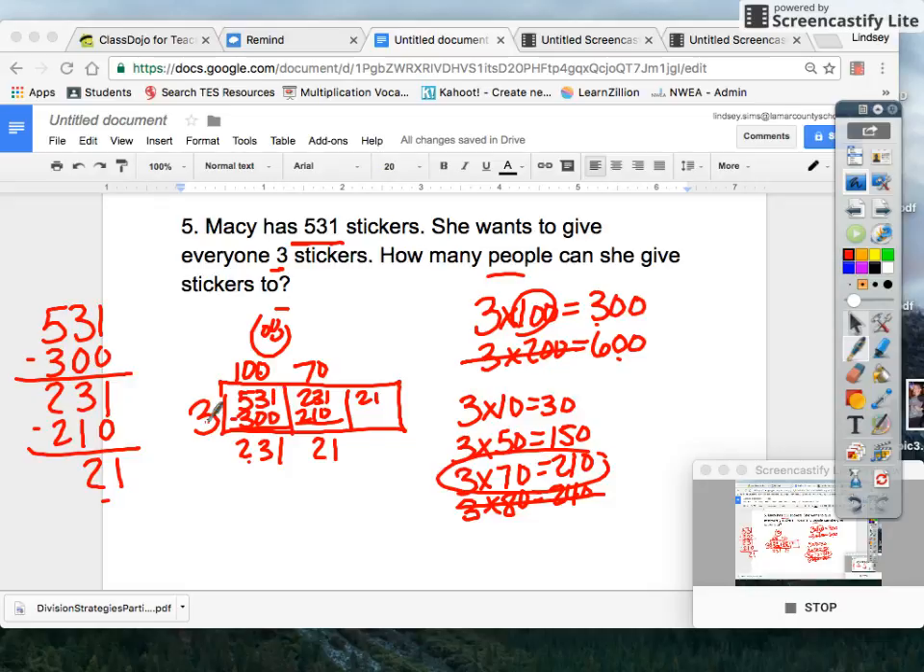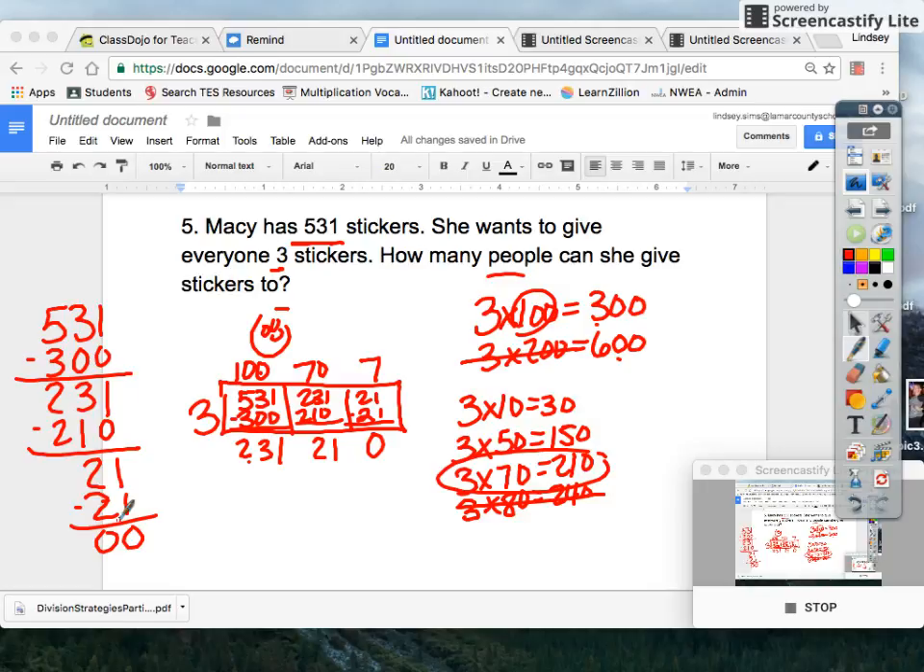So 21. How many 3s are in 21? Well, we know that fact. That's 7. 7 times 3 is 21. And I subtract 21. I get 0. And that's what we want. We want to have an end of 0 right now, since we're not working with remainders.